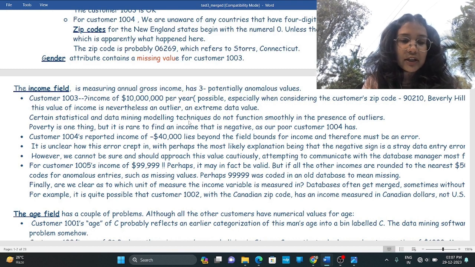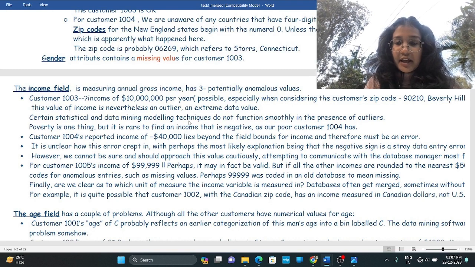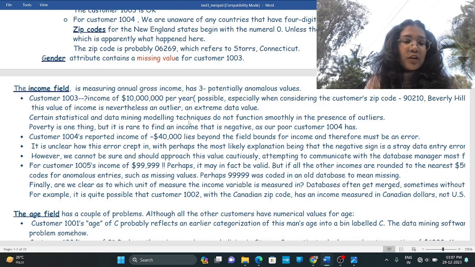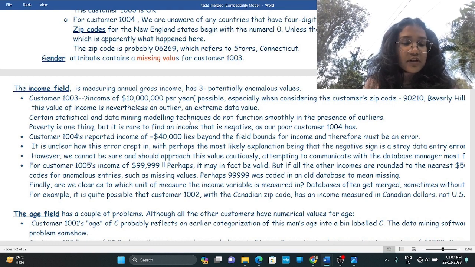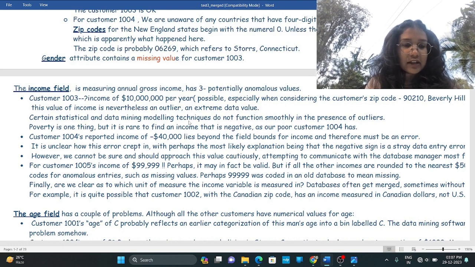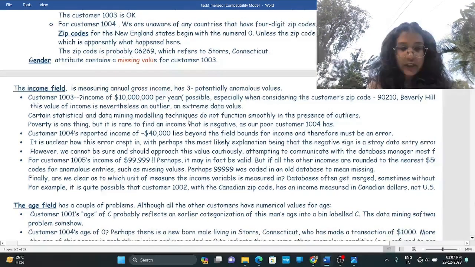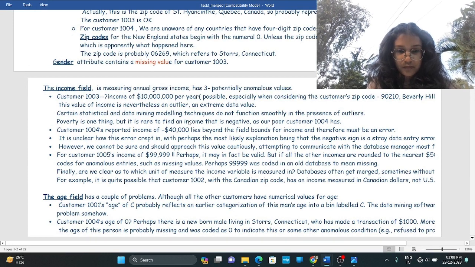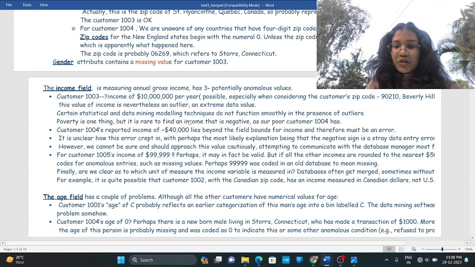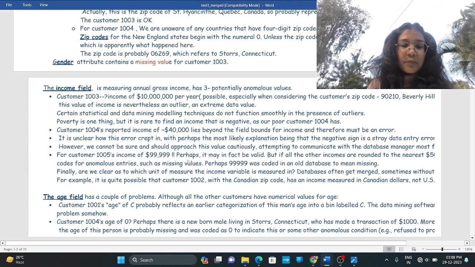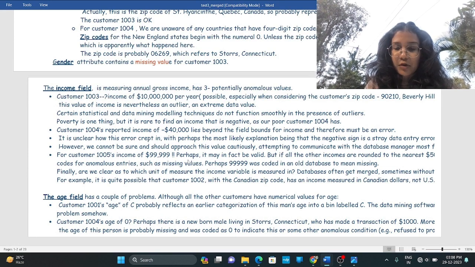Poverty is one thing, but it is rare to find an income that is negative, as our poor customer 1004 has. Customer 1004's reported income of negative 40,000 lies beyond the field bounds for income and therefore must be an error. It is unclear how this error crept in, with perhaps the most likely explanation being that the negative sign is a stray data entry error. However, we cannot be sure and should approach this value cautiously.